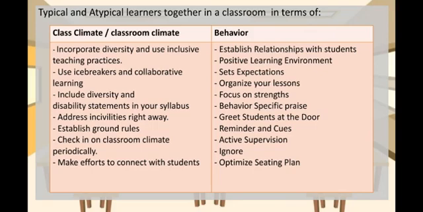Ways on how to manage typical and atypical learners in the classroom in terms of classroom climate, behavior, and management. So, first is classroom climate. We should incorporate diversity and use inclusive teaching practices. We should know and characterize the needs of our students for them to achieve their needs as students. And we should practice or learn some basic skills for those students who have special needs.